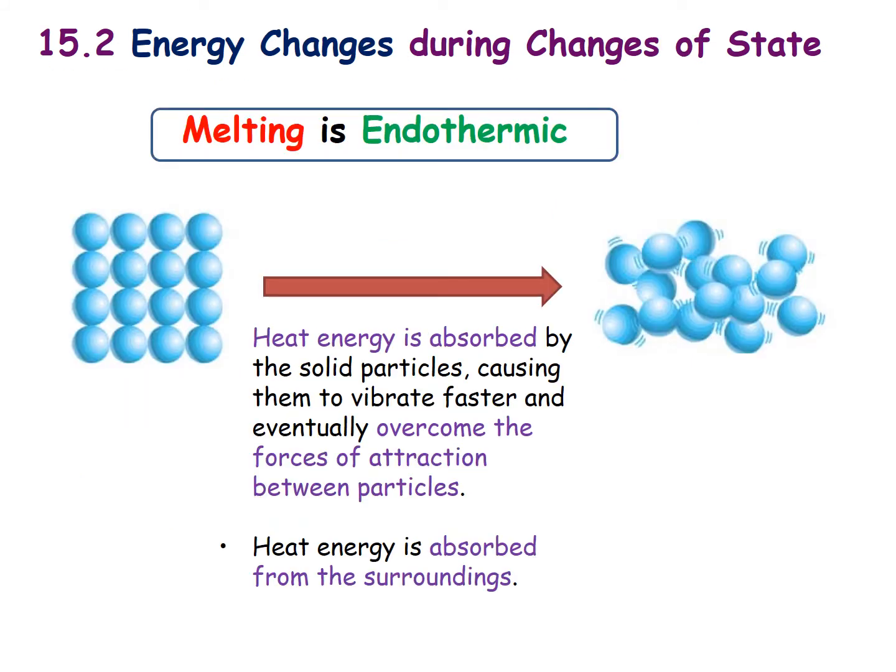Some changes of state are endothermic. An example is melting. During the melting of ice, heat energy is absorbed by particles in the ice. So, the ice particles vibrate faster and move further apart from each other. Now, ice then changes in state to become water. This explains why your tongue feels cool when you lick an ice cream. The ice cream absorbs heat energy from your tongue, so your tongue becomes colder.